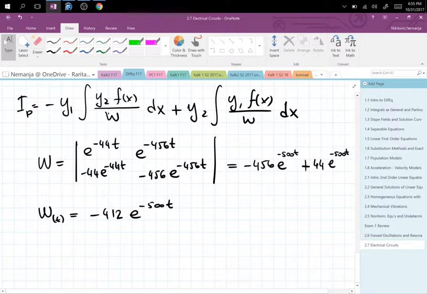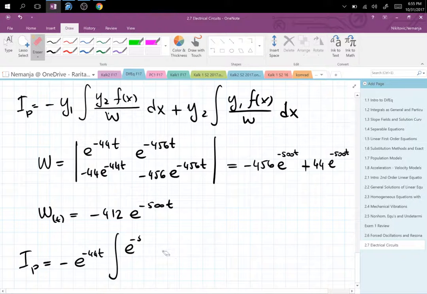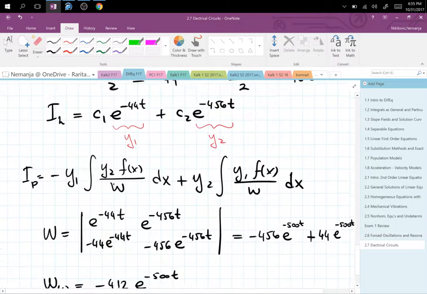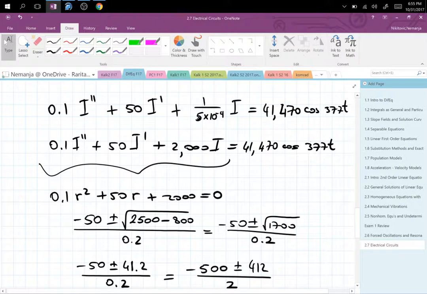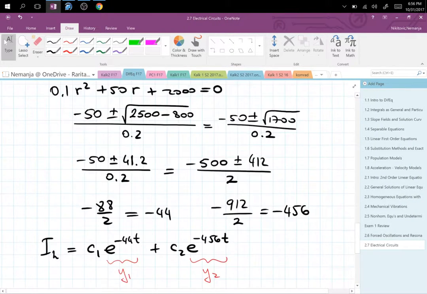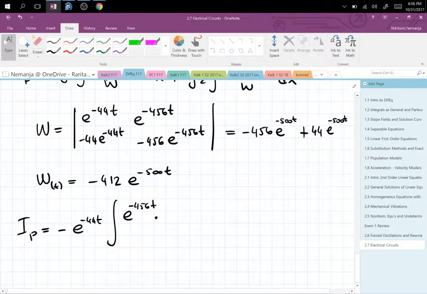And now it's time to plug everything into IP. So negative y1, which was e to the negative 44t, integral of e to the negative 456t times the function. Some big number, sign, something. This is the time when you start regretting that you're alive, right?